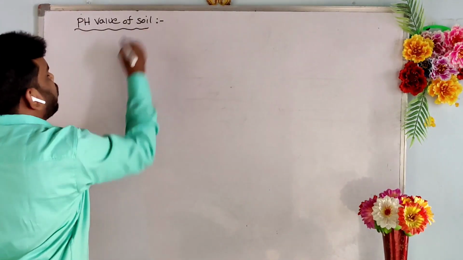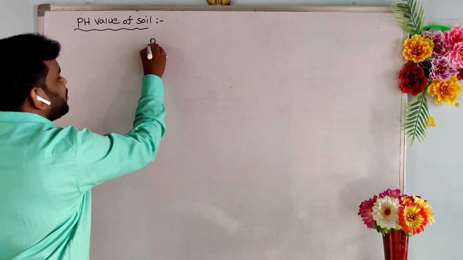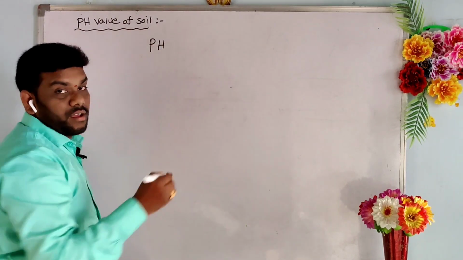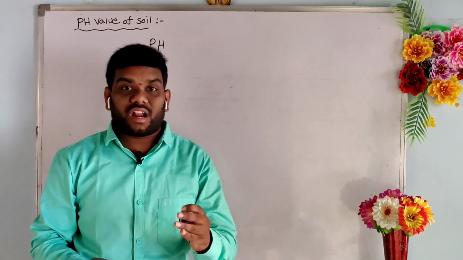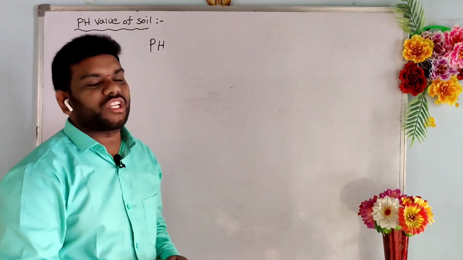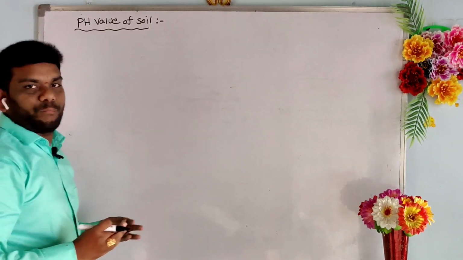pH value of soil. For example, what is pH? P means power, H means hydrogen. The power of hydrogen. Hydrogen ion concentration in a solution is called pH. Now, how to test pH value in our soil?